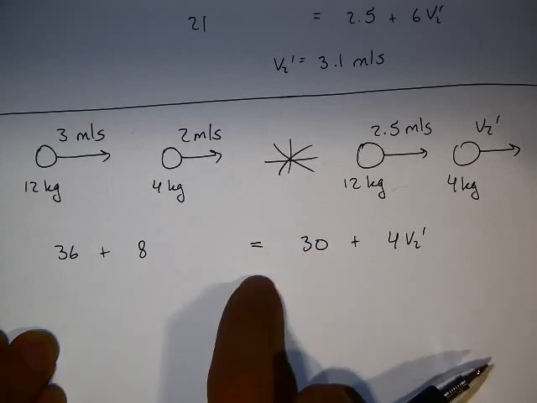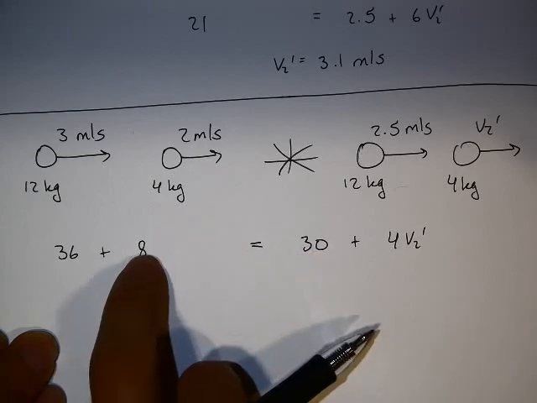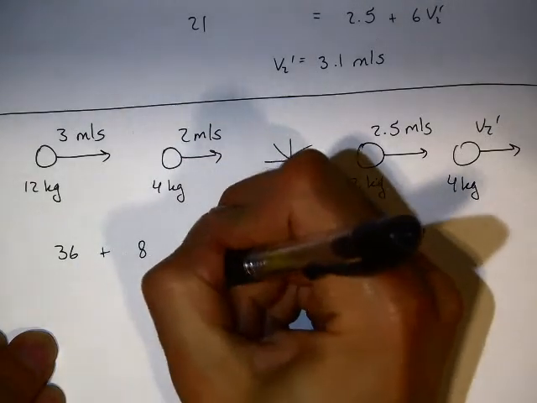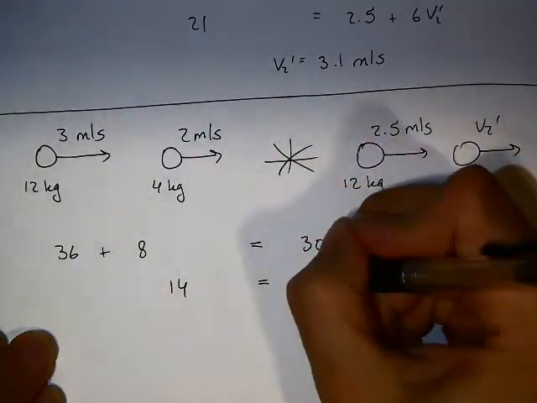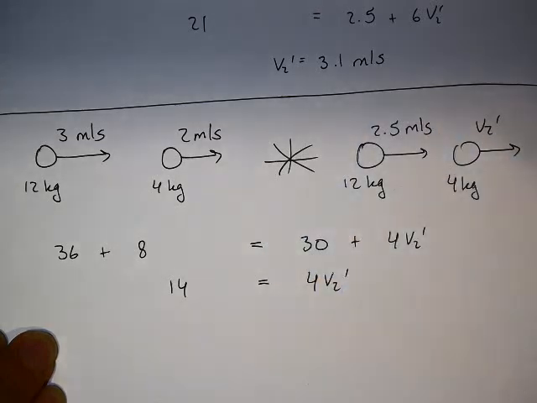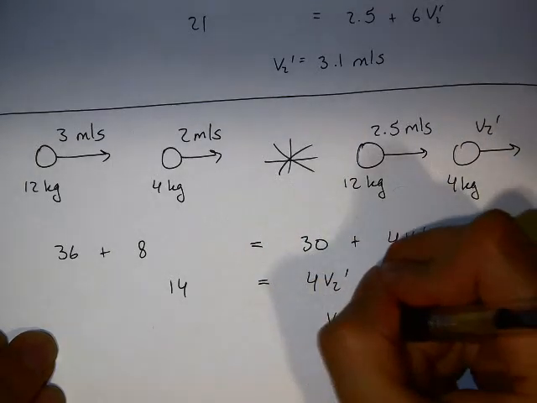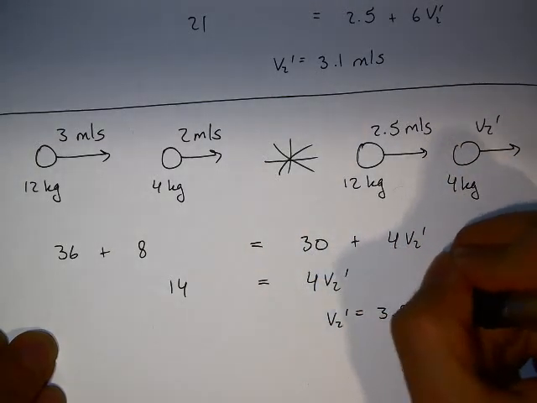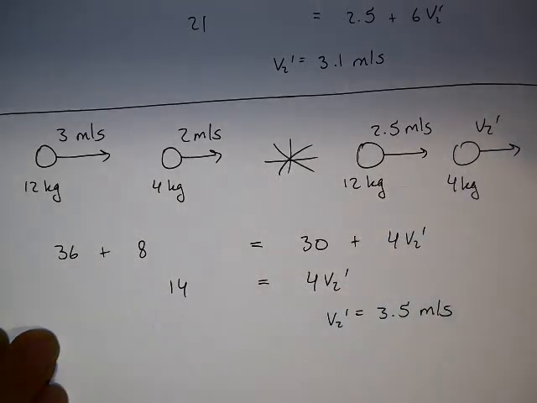Subtract the 30: 44 minus 30 gives us 14 remaining. 14 equals 4 V2 prime. So V2 prime is 3.5 meters per second.